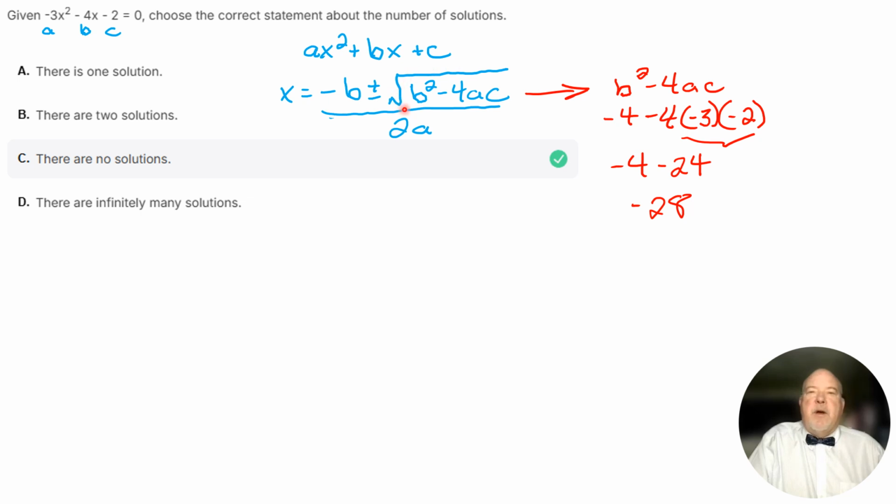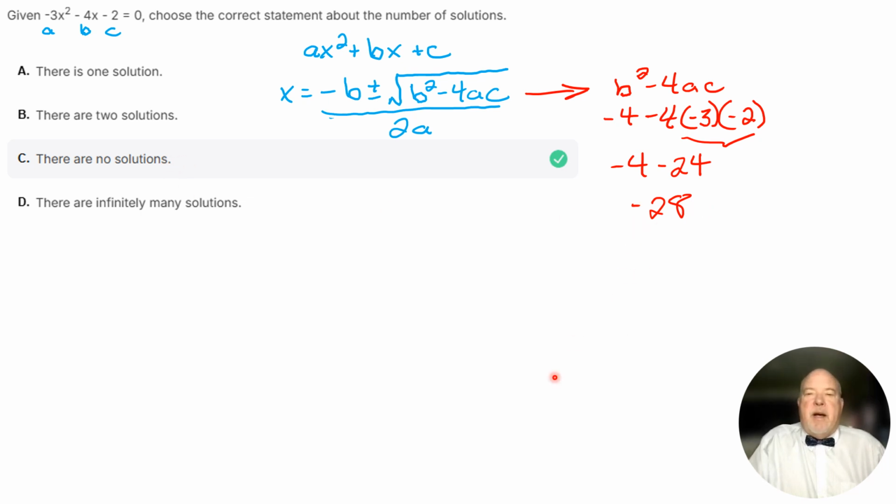All right. So remember, what we just found is called the discriminant. It's this value underneath the radical. And so what do we know about taking square roots? What is the square root of -28? Well, the square root of any negative number is undefined. You can't take the square root of a negative. So that tells me that there are no solutions.